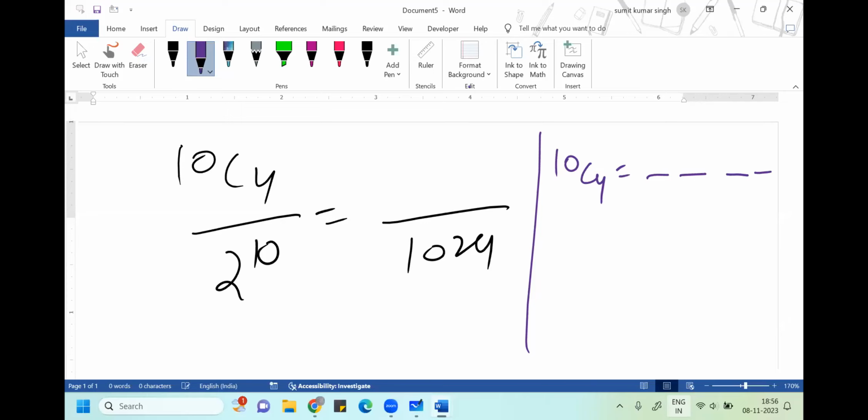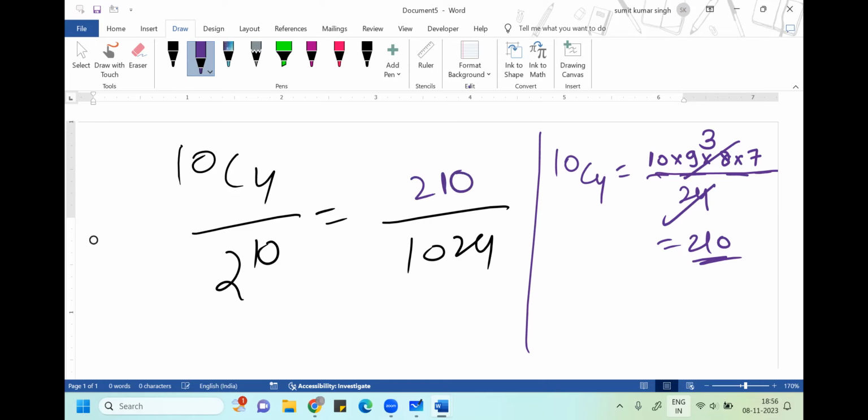1, 2, 3, 4. So write 10 into 9 into 8 into 7, and divide by 4 factorial. What is 4 factorial? 24. 24 threes are 72. Okay, sorry, this is 210, not 120. So 24 threes are 72, yeah. So this would be 210. 210 by 1024. You can dissolve it further.